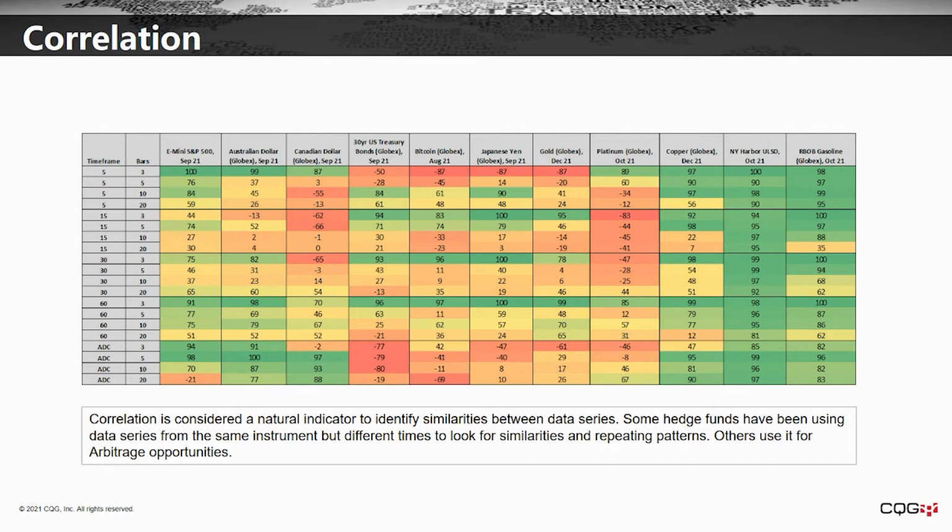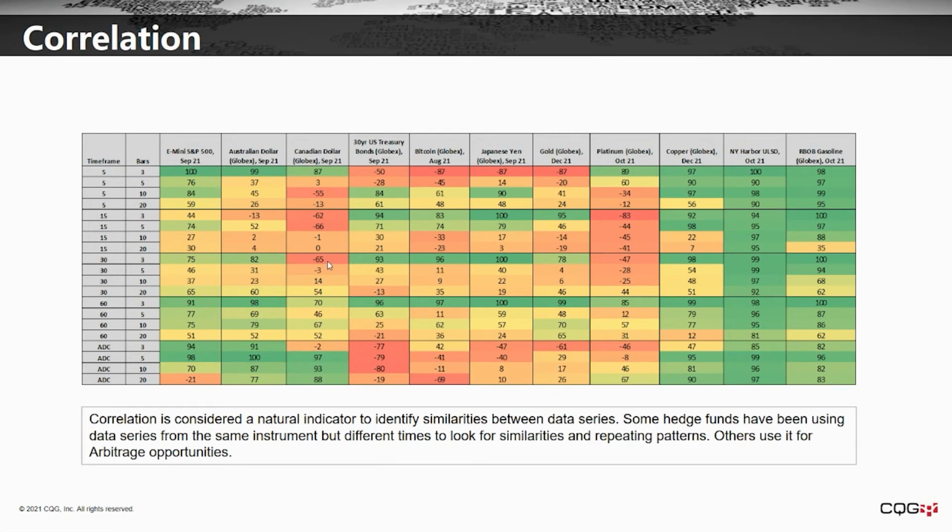If both data series evolve in a similar way and in the same direction, the correlation will be close to 100%. If they're evolving in a similar way, but going into different directions or opposite directions, the value will be closer to negative 100%. If there is no relationship between the two, then the value will be around 0.